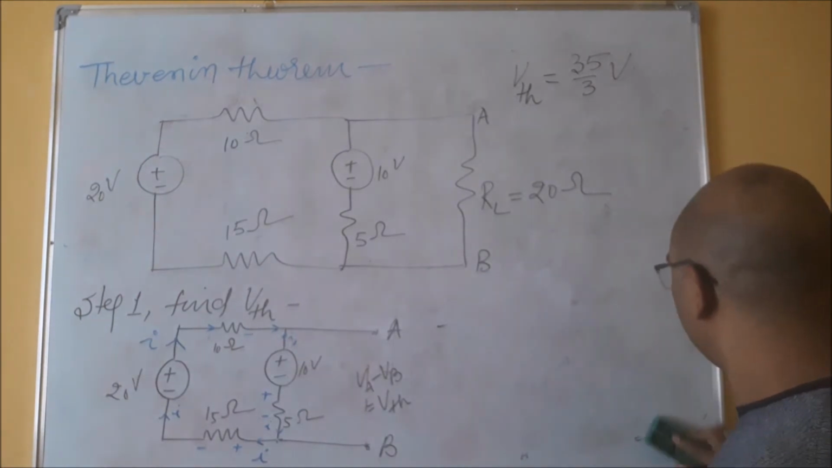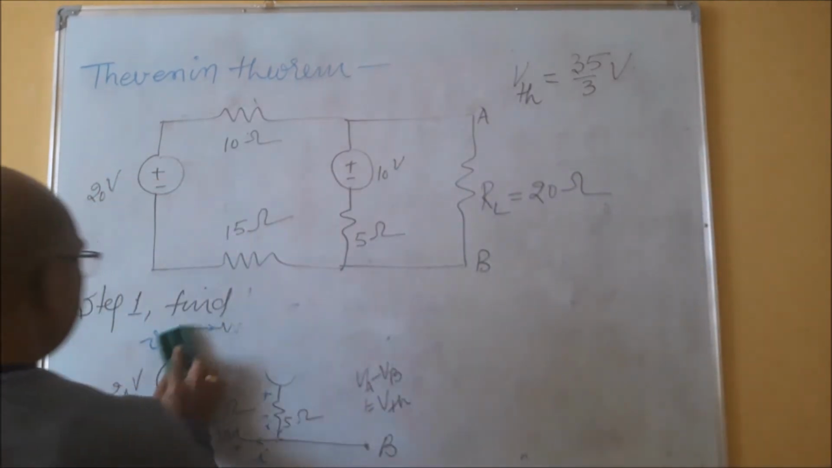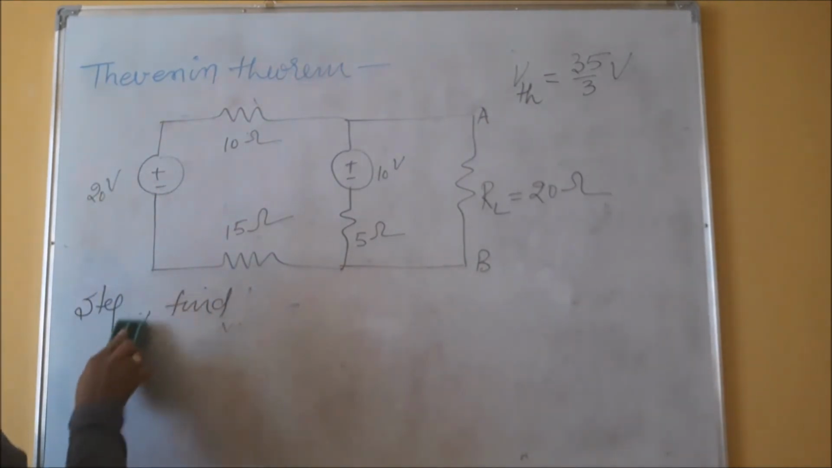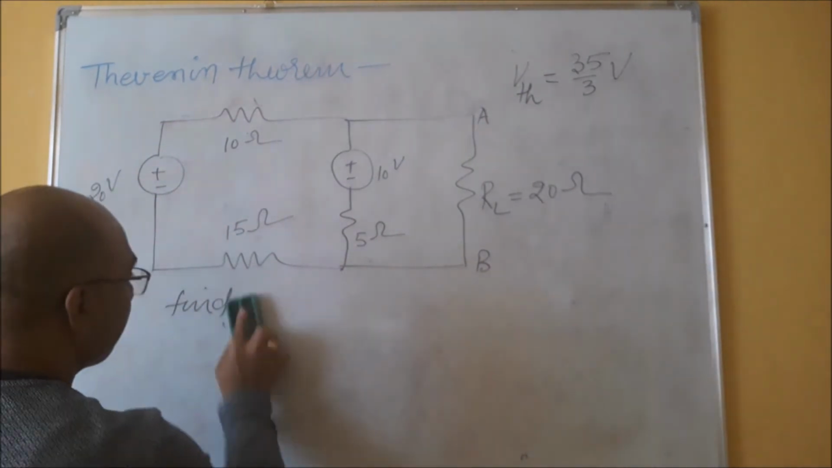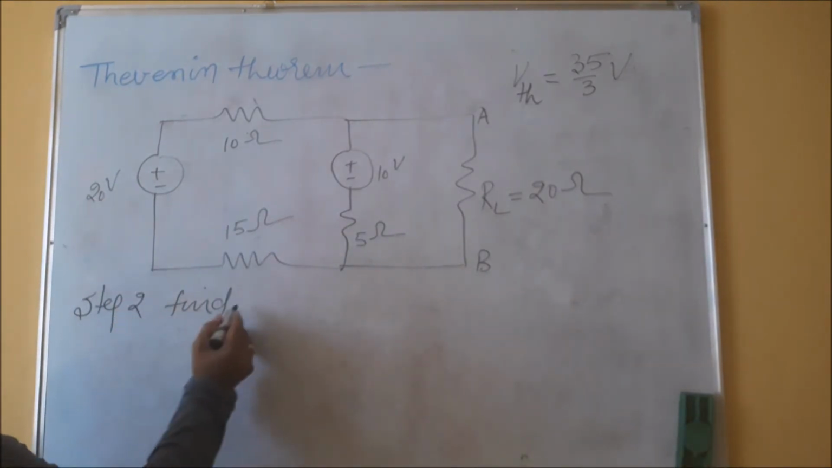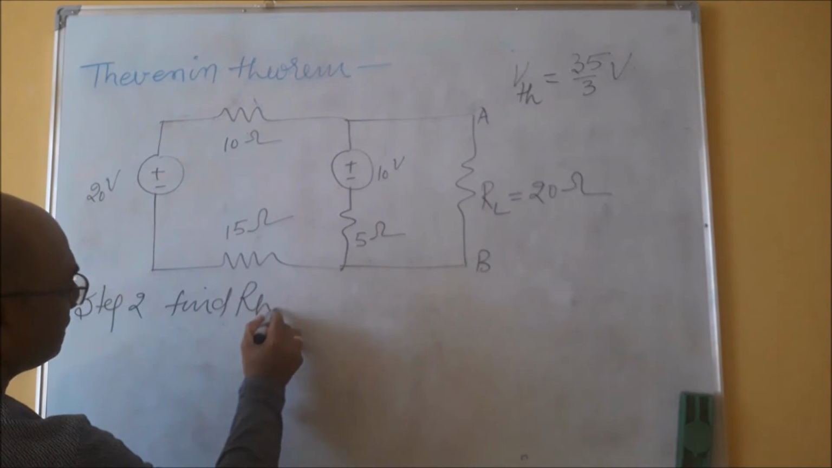Now let us move to the second point. What is the second point? The second point is to find RTH.